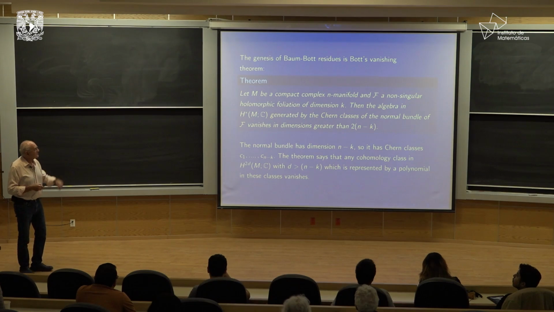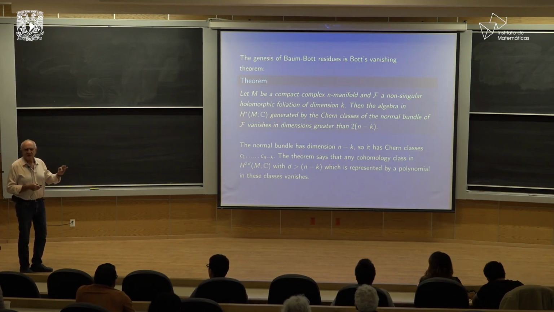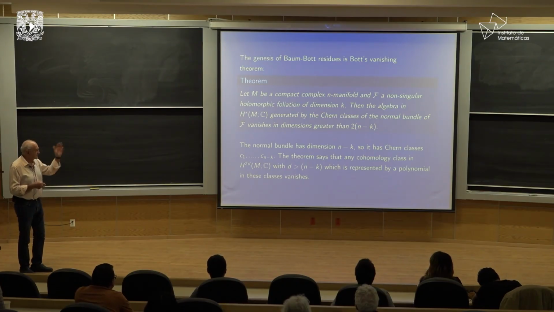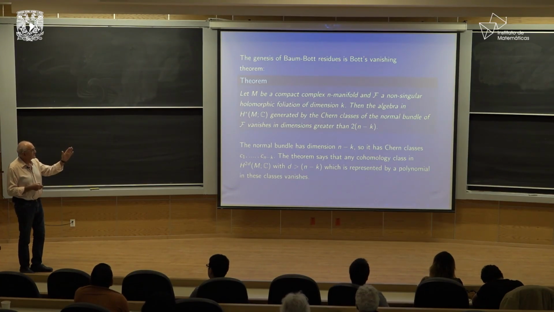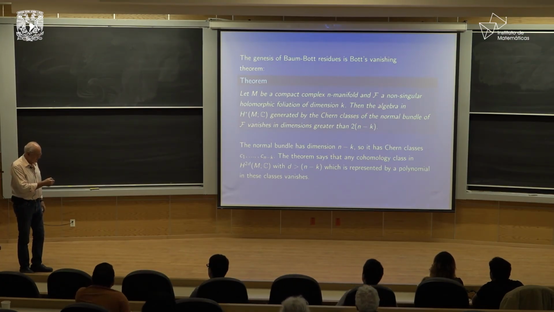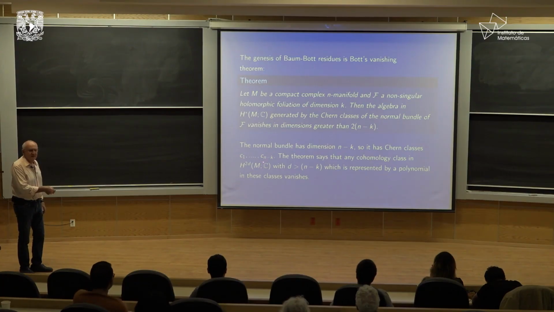So you have a compact complex manifold and a non-singular, for the moment, non-singular holomorphic foliation of some dimension k. Then you look at the normal bundle. The normal bundle is of dimension n minus k. So you have Chern classes c1 up to c_{n-k}, Chern classes of the normal bundle.